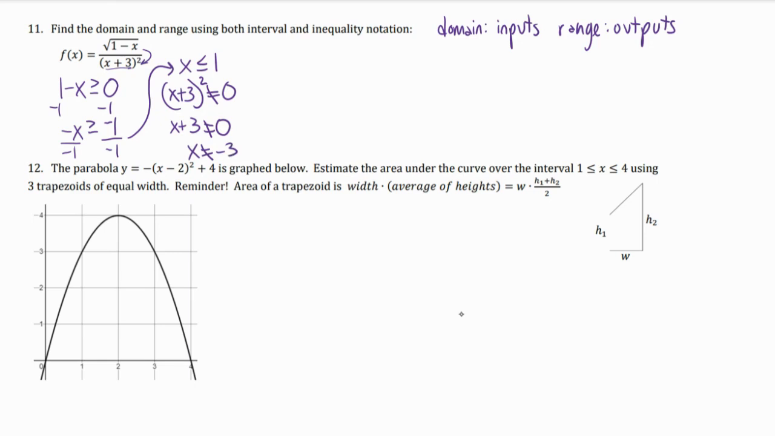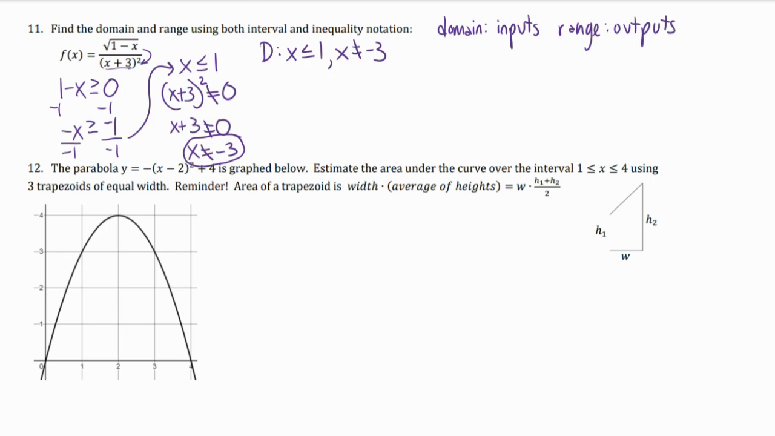So our domain is the numbers that are less than or equal to 1 and where x cannot equal negative 3. So that's inequality notation, which would be combining these two. So I'll say domain, x is less than or equal to 1, but x cannot equal negative 3. So that's one way to write that answer.